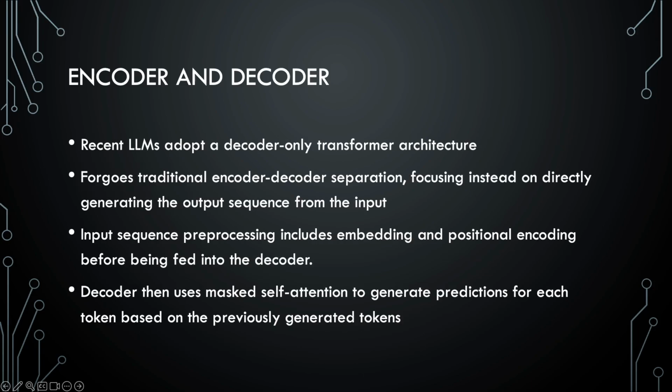It's worth noting that many recent LLMs, like the GPT series, use decoder-only architectures. These models focus primarily on generating output sequences directly from input without requiring complex encoding layers. In these architectures, the input sequence processing includes generating embeddings and positional encodings before being passed to the decoder. The decoder then uses a masked self-attention mechanism to generate predictions for each token based on the previously generated tokens.